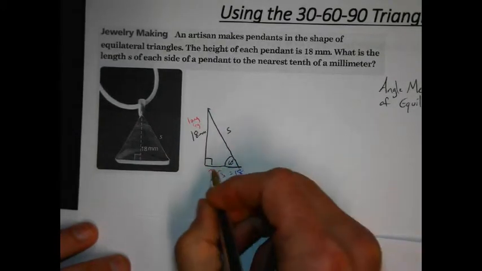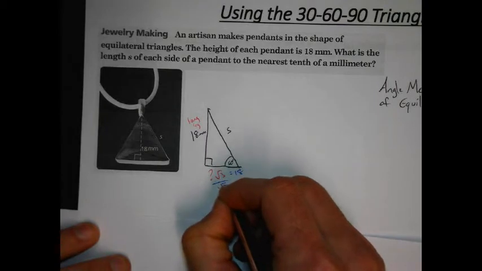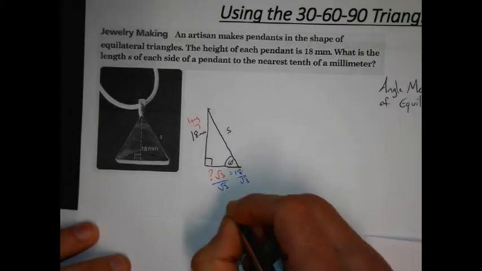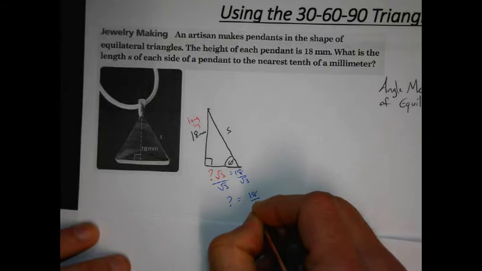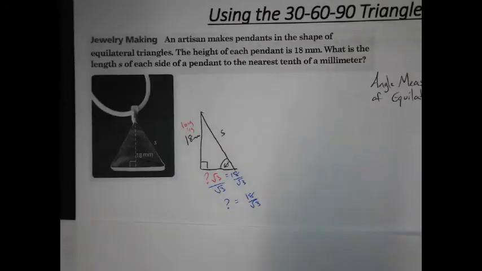So how do we figure out what the short leg is? Divide both sides by the square root of 3. So question mark equals 18 divided by the square root of 3.